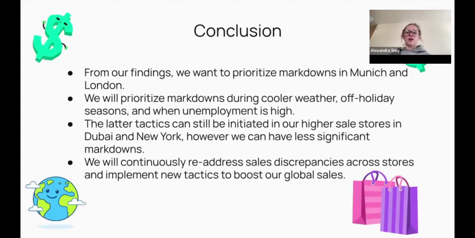Finally, in conclusion, from our findings, we will prioritize markdowns in Munich and London as they are doing less well than their two counterparts. We'll focus promotions during cooler weather and off-holiday seasons, and higher performing stores will receive lighter markdown adjustments. We'll continuously reassess discrepancies across stores to optimize global revenue. This project demonstrates that statistical analysis supports stronger executive decision-making and global retail strategy.